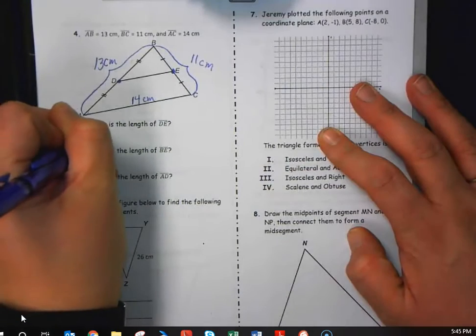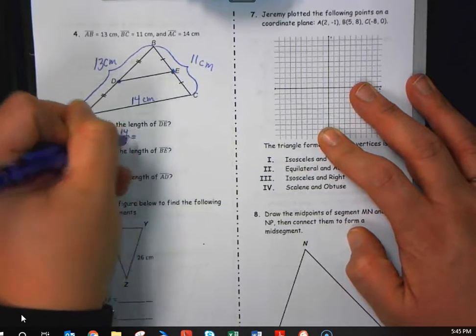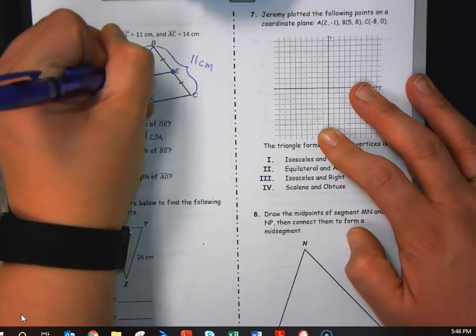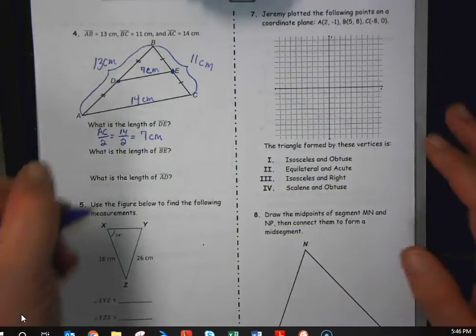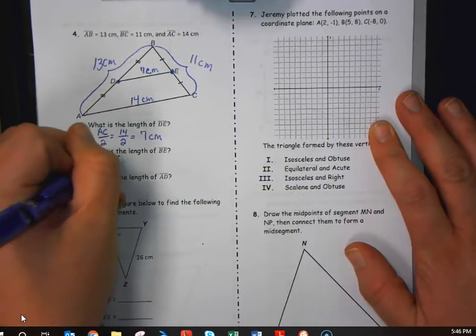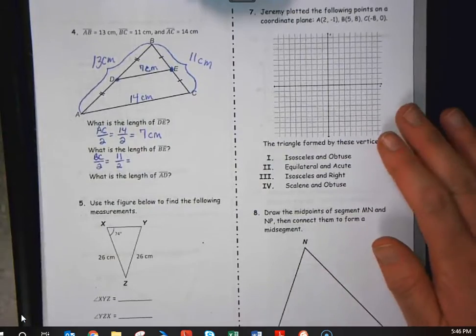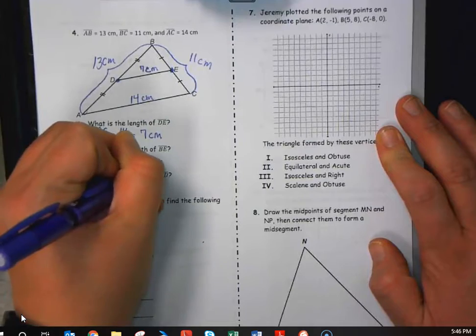So DE is going to be AC divided by 2. So that's going to be 14 divided by 2. So DE is 7 centimeters. So let's go ahead and label that in our picture as well. Always label your picture as best you can. And then we have, what is the length of BE? Well, BE is half of BC. So again, we're going to put BC over 2, and BC is 11. And you can leave it as 11 over 2. You know I like fractions, but we can also go with a decimal, and so that's going to be 5.5 centimeters.